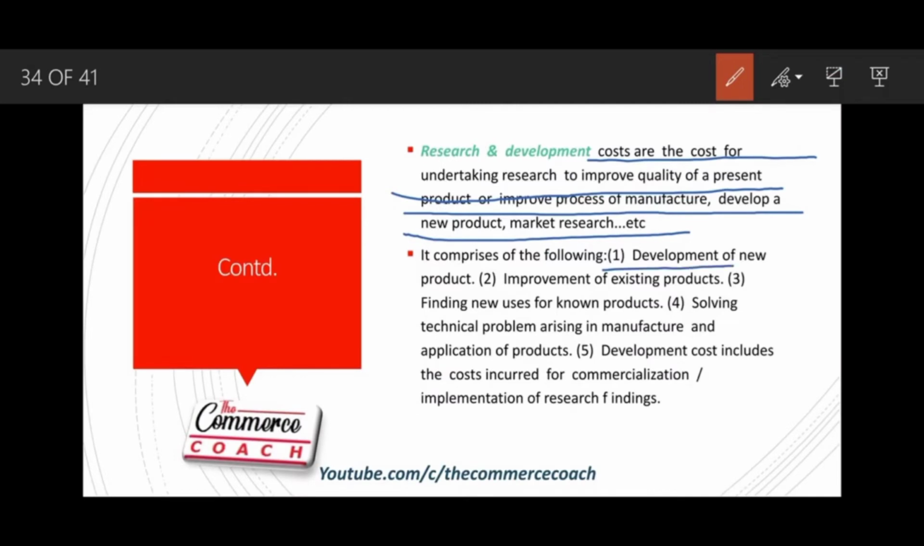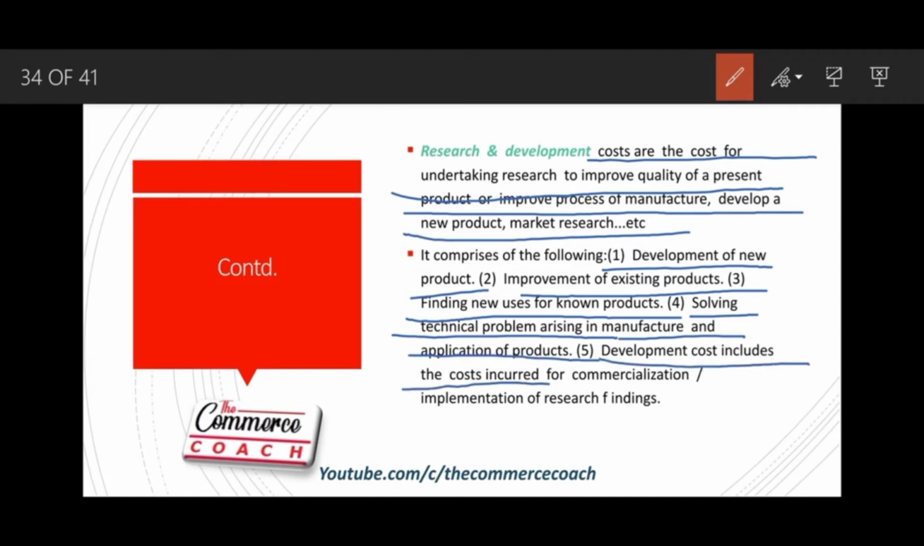Now it comprises the following: development of a new product, as I have told you, improvement of an existing product, finding new uses of a known product, and solving technical problems arising in the manufacture and application of products. Development cost includes the cost incurred for commercialization and implementation of research findings. So it includes not only the introduction of a new product, but also the improvisation of a current product.